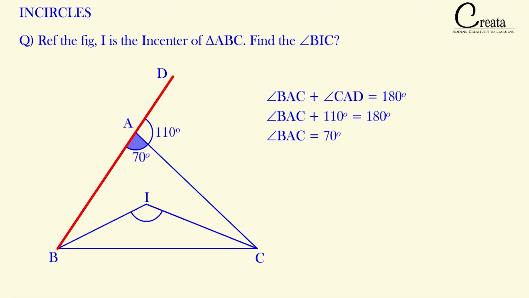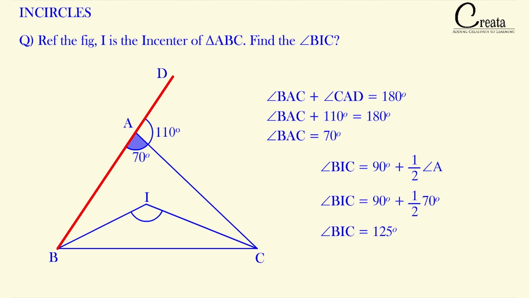Now let's apply our formula of incenter. That is, angle BIC is equal to 90 degrees plus half of angle A. And just now we have calculated angle A as 70 degrees. On solving, we got the value of angle BIC is equal to 125 degrees. That is the answer to the question. Very simple question, we have just taken it to show the implementation of the formula.